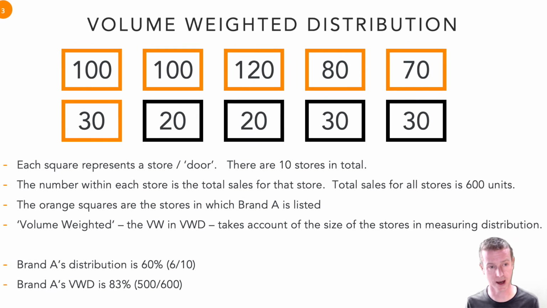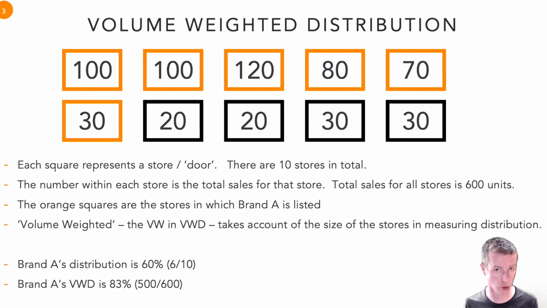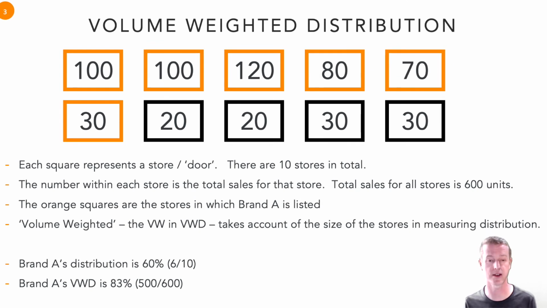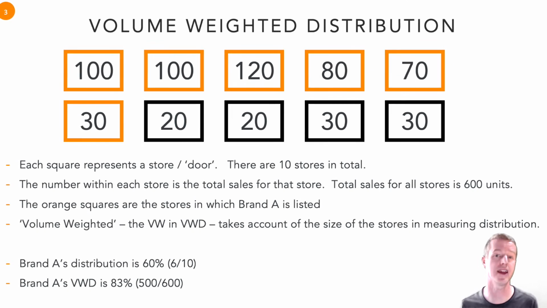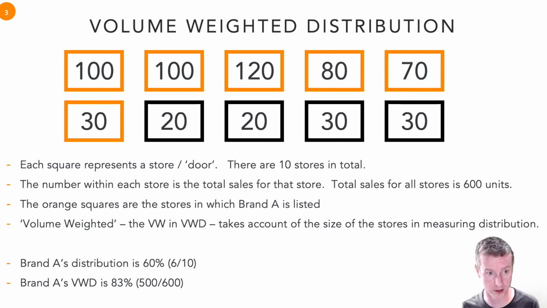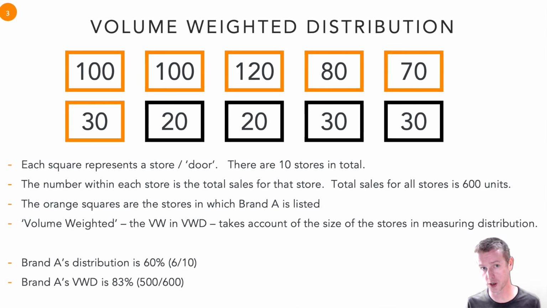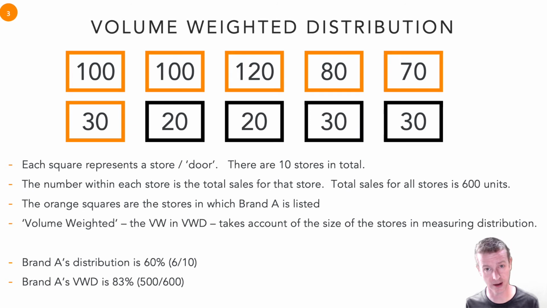So in this example, we have 10 stores with total sales of 600. If you add up all the numbers inside the box, you get to 600. And Brand A is listed in 6 of those stores. There are 6 orange boxes out of the 10. So straight distribution for Brand A would be 6 over 10 or 60%.